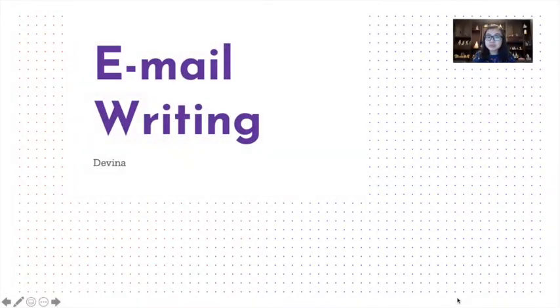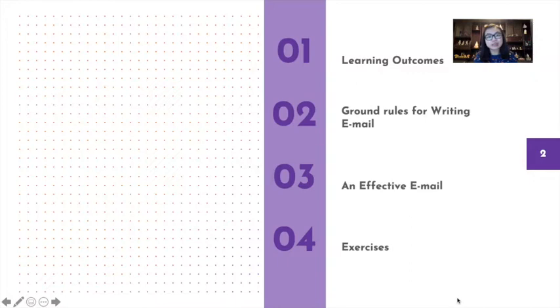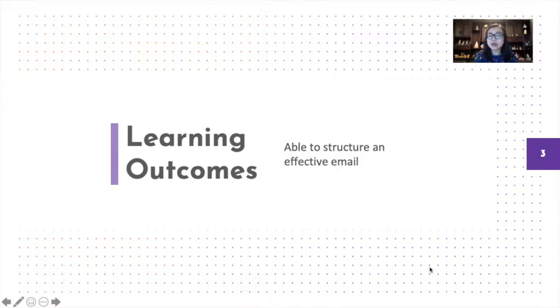Right, as I mentioned before, the topic for today is email writing, or specifically how to write an effective email. Here's the outline for today. I'll let you know the learning outcome first, then I'll go to the ground rules for writing an email. There'll be some examples of effective email, and then in the end there will be some exercises for you as well. So here's the learning outcome: by the end of the session, it is hoped that you will be able to structure an effective email.